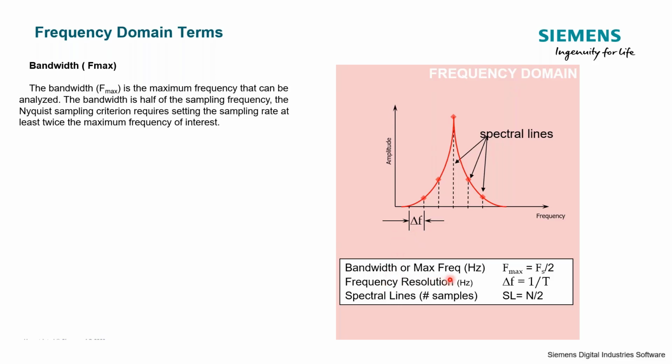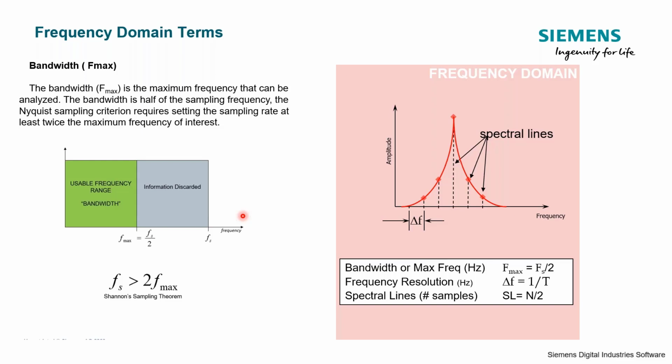So bandwidth or max frequency, that's going to be half of our sampling frequency. Whatever your max frequency of interest is, you're going to need to sample at least 2 times that. And realistically, to avoid aliasing issues, we would suggest 2.5 times your max frequency of interest. That's related to the Nyquist sampling criterion. Whatever your maximum frequency of interest is for your test, you need to sample twice that to avoid any issues with aliasing. So our max bandwidth is just half our sampling frequency.